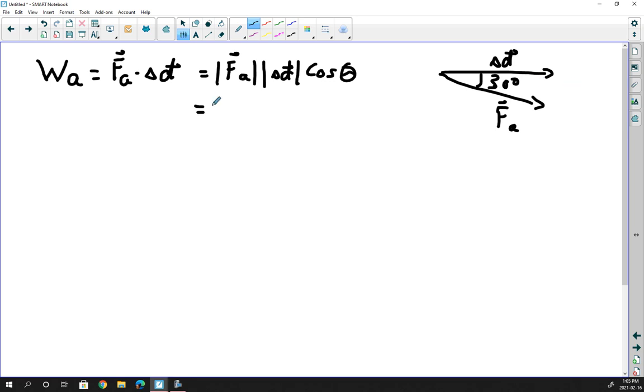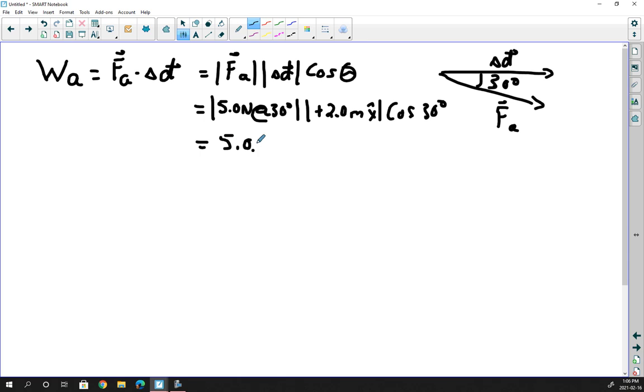So here we're going to put in the magnitude of the 5 Newton force, which is at 30 degrees. Here we're going to put in the magnitude of positive 2.0 meters x hat, and here we're going to put in the cosine of 30 degrees. So the magnitude of 5 newtons at 30 degrees just becomes 5 newtons. The magnitude of positive 2 meters x hat just becomes positive 2 meters. And this becomes cosine of 30 degrees.